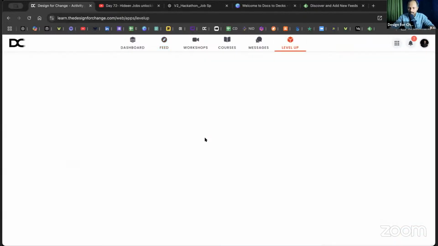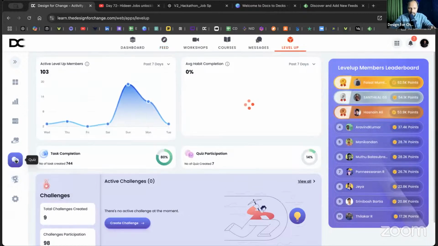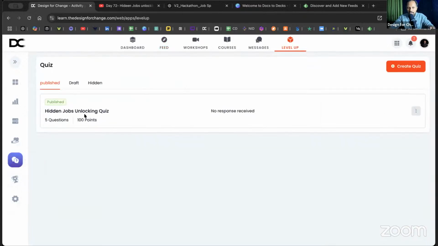Go to something called level up. It's there in testing phase, guys. It is not available for you guys, but anyway, you can try it out. Go to quiz. There is something called hidden jobs quiz. Go and click this, and you can fill it later, not now. 5 questions are there. Answer these questions, don't use any AI tools. Just be very honest and genuine. Once you answer, you'll be getting 100 points. If you make any wrong answers, 20 points will be gone for each of the answers. It's a small activity.